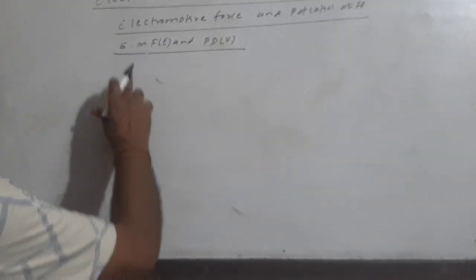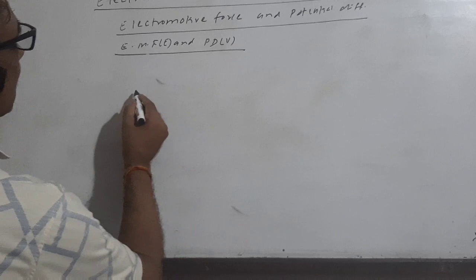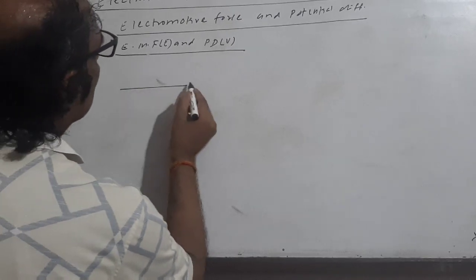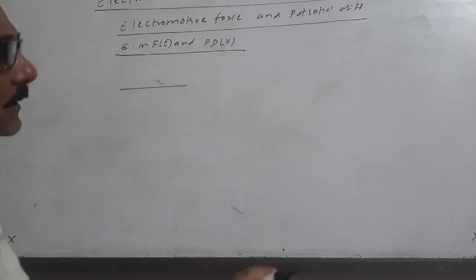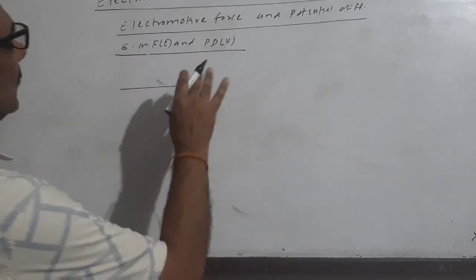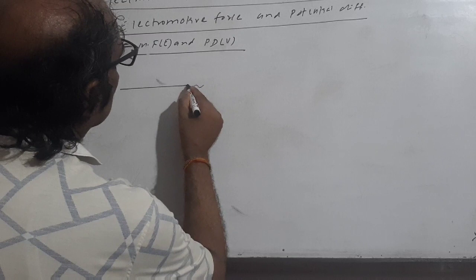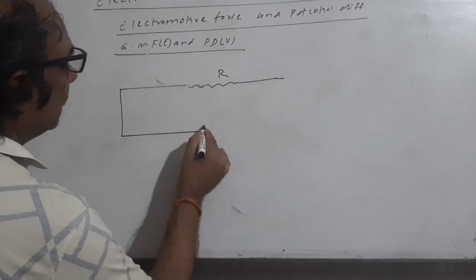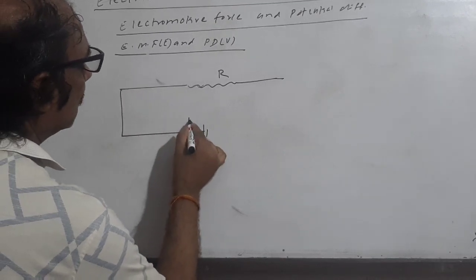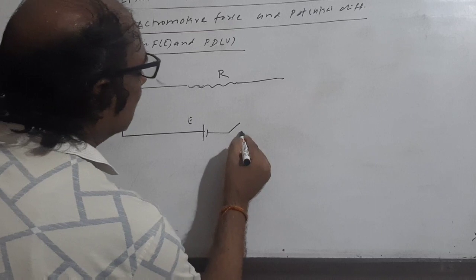cell. So EMF and the potential difference, to understand them, there are two different ways to understand the electromotive force: in terms of the work done or in terms of the potential difference. Now consider an electrical circuit of resistor R, and it is connected with a source of EMF E, but the circuit is open.